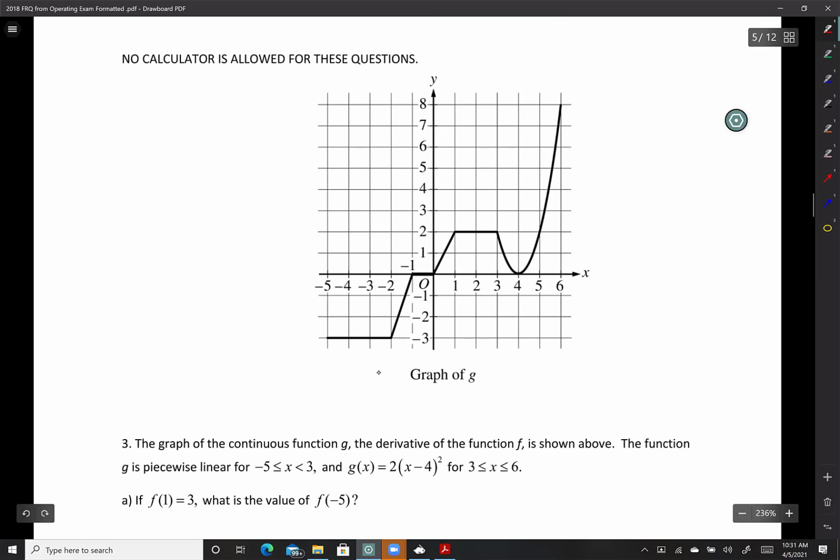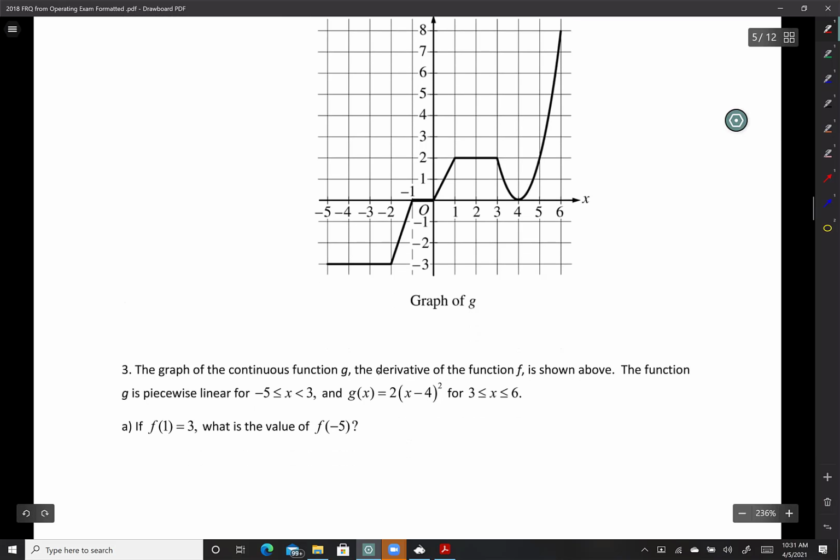So here we go. It says the graph of the continuous function g, the derivative of function f, is shown above. So what does that mean? That means that that's f prime. That's what that means, guys. The first thing I would do is put g equals f prime. So you have the derivative graph.